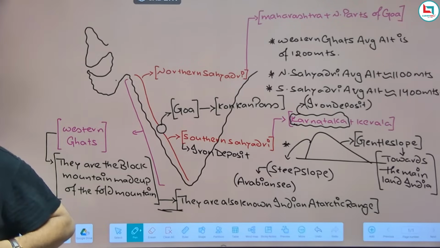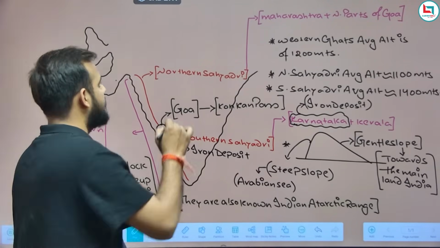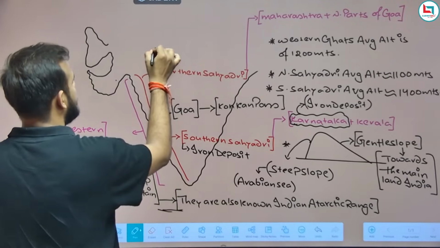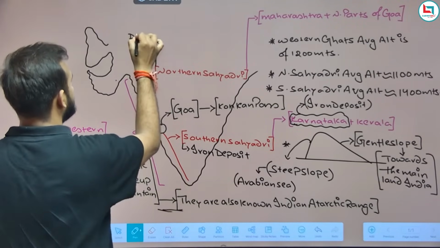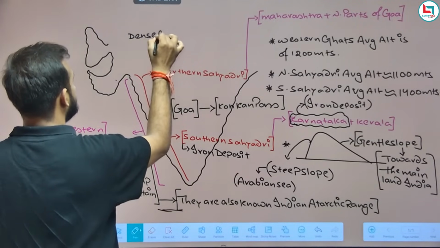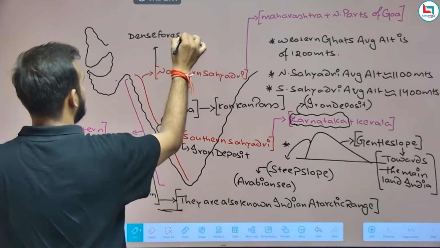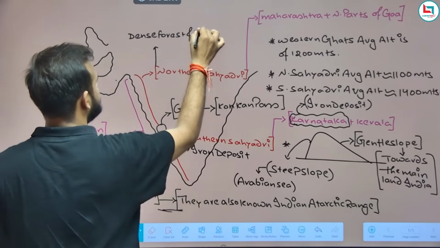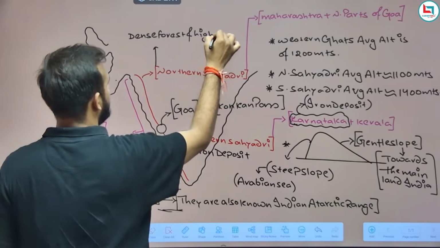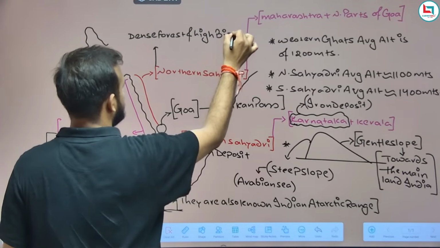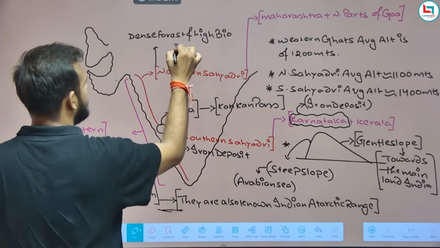And northern Sahyadri has dense forest and high biodiversity.